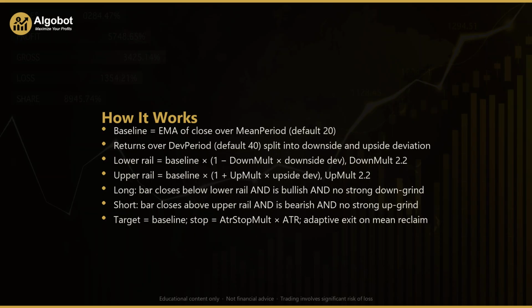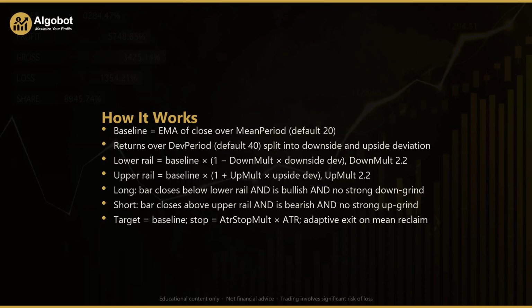Everything runs once per newly closed bar, so the EA is patient and only acts on confirmed candles. First, it builds its fair value. It calculates an exponential moving average of the closing price over the mean period, which defaults to 20 bars. This baseline is the anchor for everything that follows, and it will also serve as the profit target.